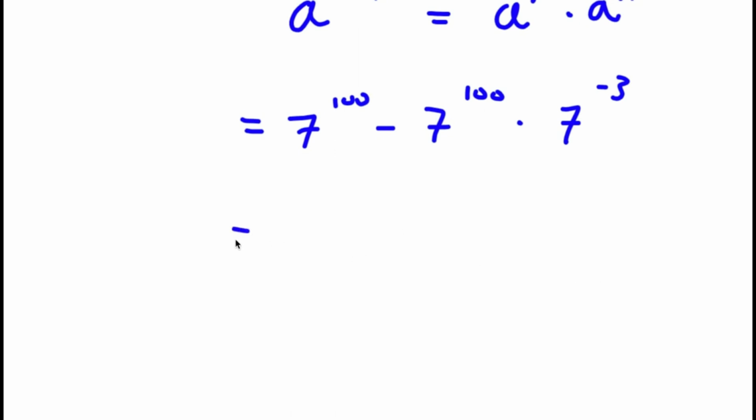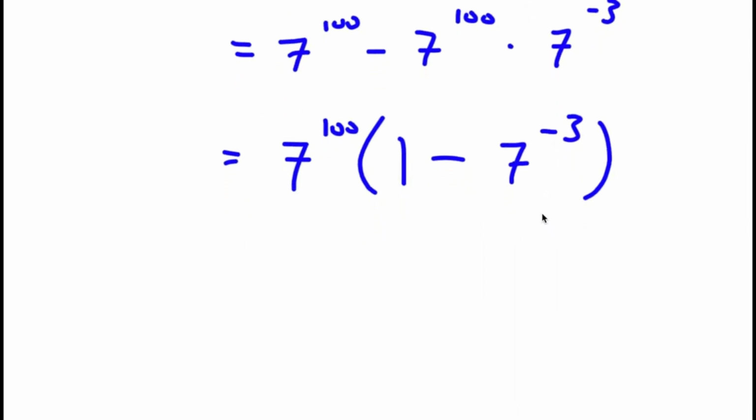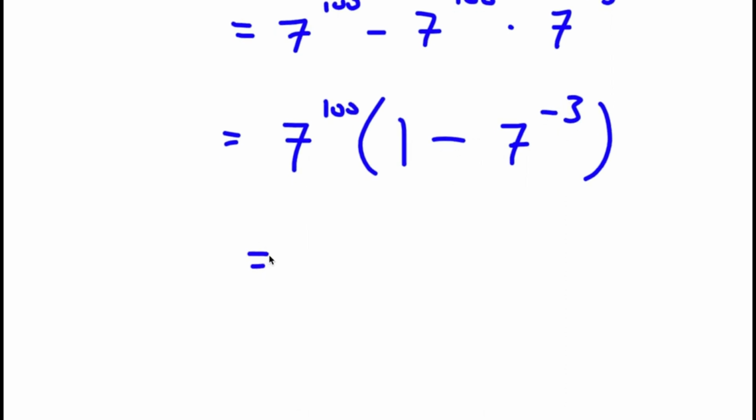Now, if I factor out 7 to the power of 100 from here, I have 7 to the power of 100 times, 7 to the power of 100 divided by 7 to the power of 100 is 1, minus 7 to the power of 100 divided by 7 to the power of 100 times 7 to the power of negative 3 is 7 to the power of negative 3. Now, 1 minus 7 to the power of negative 3.